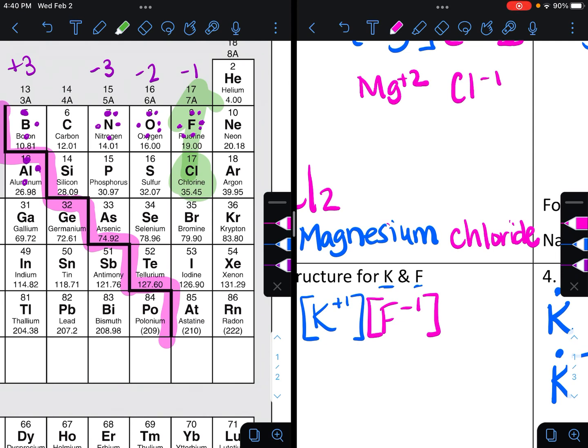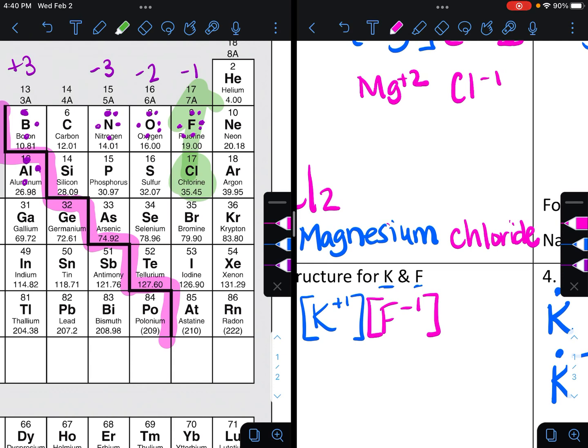Now, our overall idea here, again, is that we're going to have to cancel out our charges in an ionic compound because the overall ionic compound has to be neutral. Now, we could think about this in terms of math, but as an even bigger shortcut, we can do something called the crisscross rule. And basically it works like this.